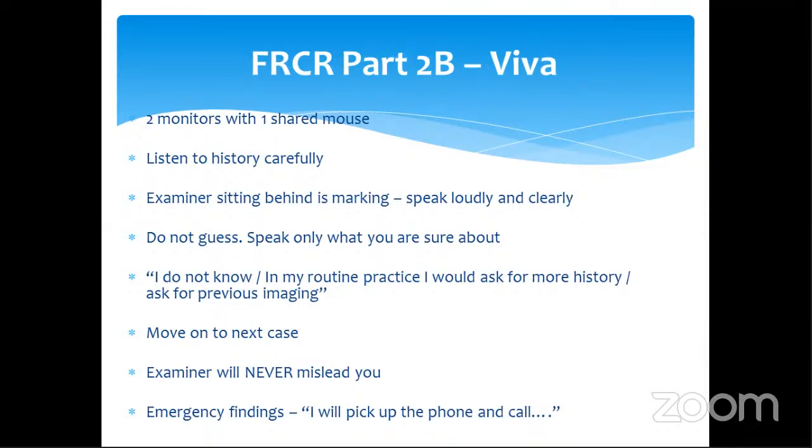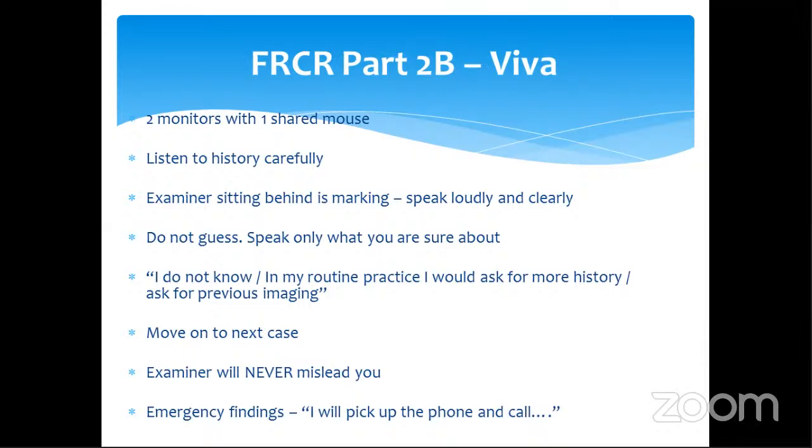And remember that the examiner will never mislead you. I don't know how it is in many Indian exams, but the UK examiners are actually very friendly and positive, and they are not there to fail you or mislead you. They are there to pass you. So any history which they give, or if they are pointing to some structure, they are trying to guide you in the right direction.